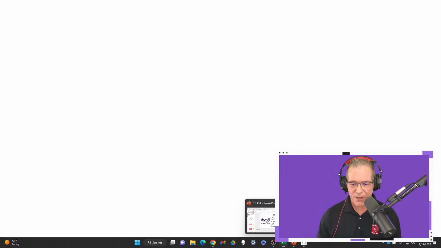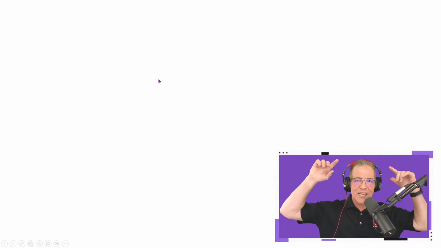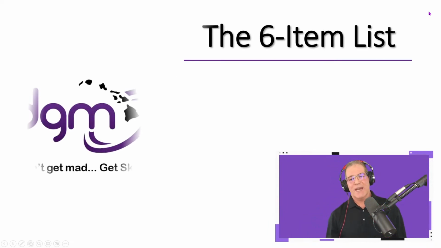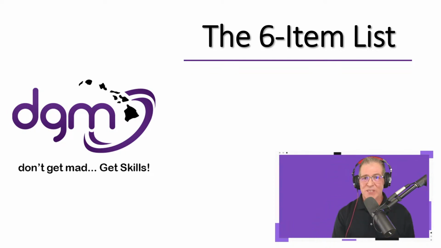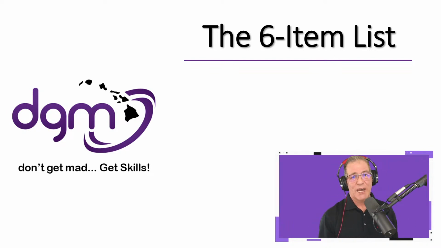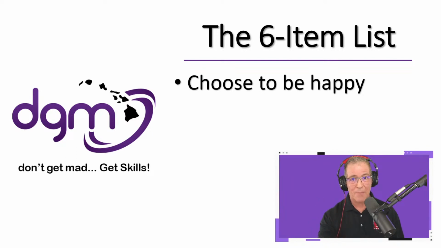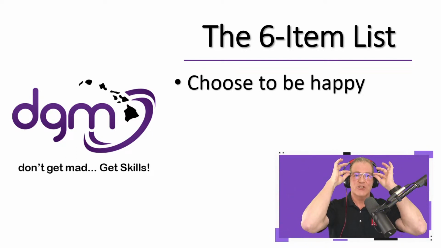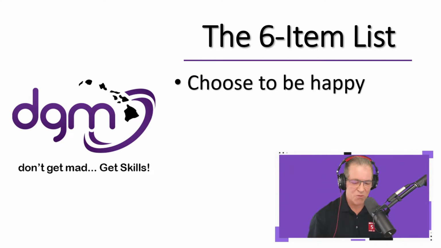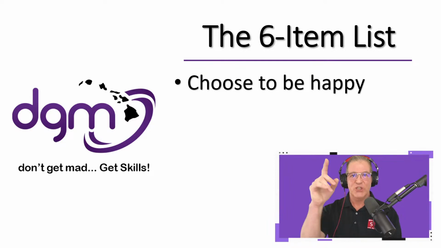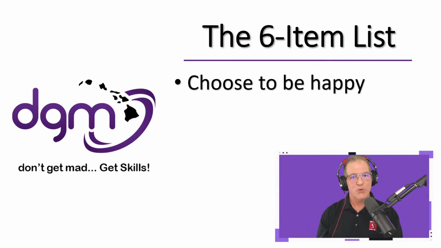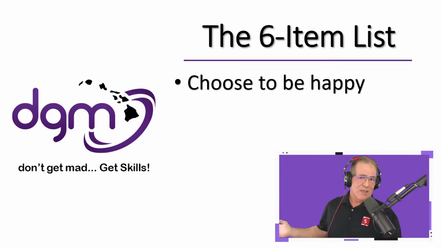We're going to start out with our 6-item list. That's right, my friends. That's what we always work with here at Don't Get Mad, Get Skills. On our 6-item list that we have every day, we want to start out with item number 1, choose to be happy. Every single day, you've got the choice. The very first decision you make when you wake up is the most important decision of your day. You can choose to be happy. You got the power to do it.